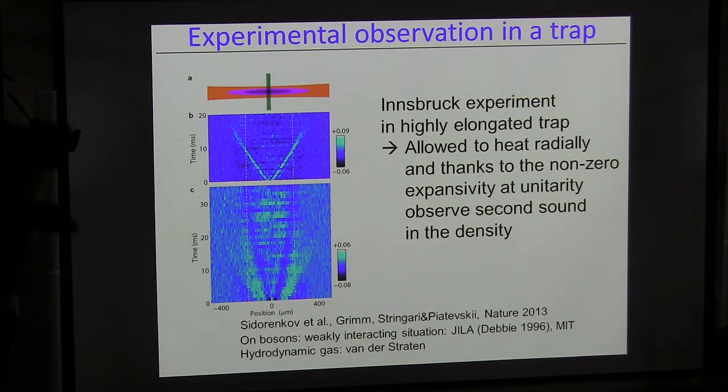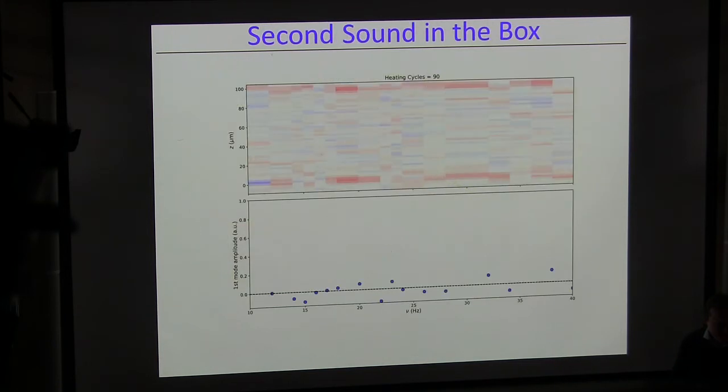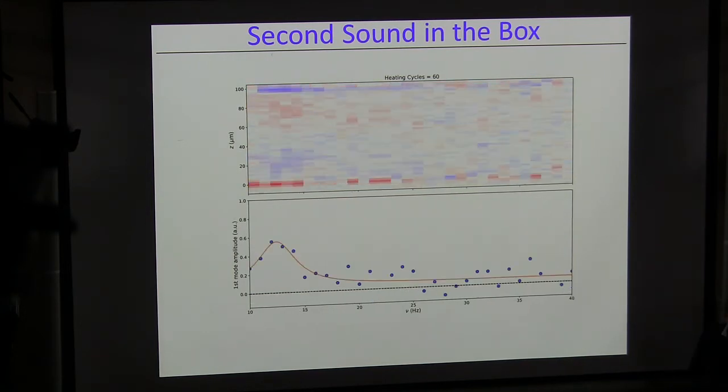But now we had fun trying to do the simplest experiment to see it, which is to take our box and apply an oscillating gradient to the box. So this is going to give us what the fancy term would be the AC response of the system to this drive. If you do it in the normal state and look as a function of frequency, you see no response at these low frequencies. The first sound would be roughly here, so that's zooming into the low frequency.